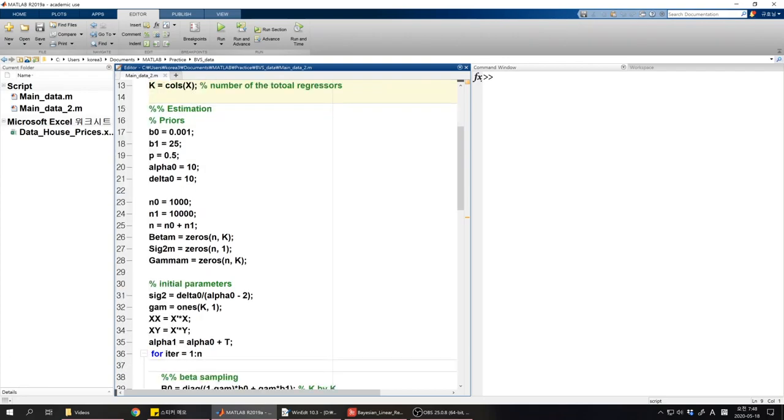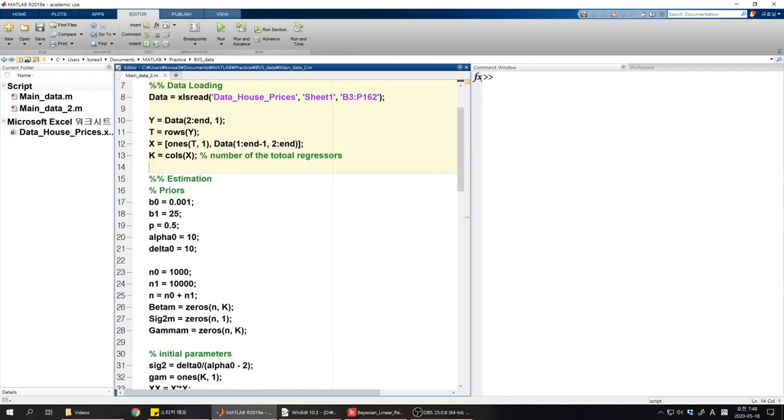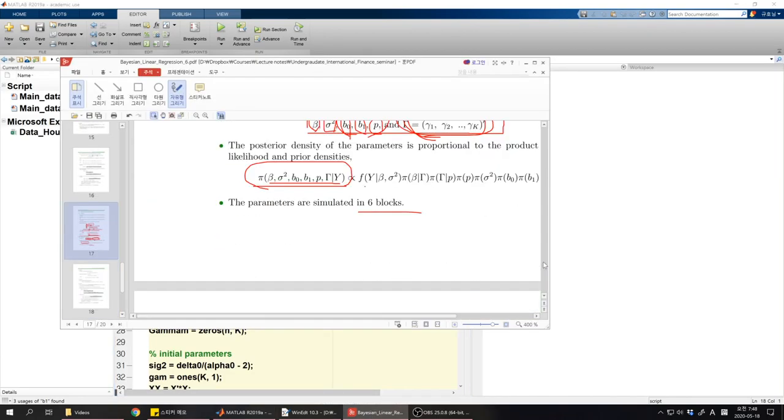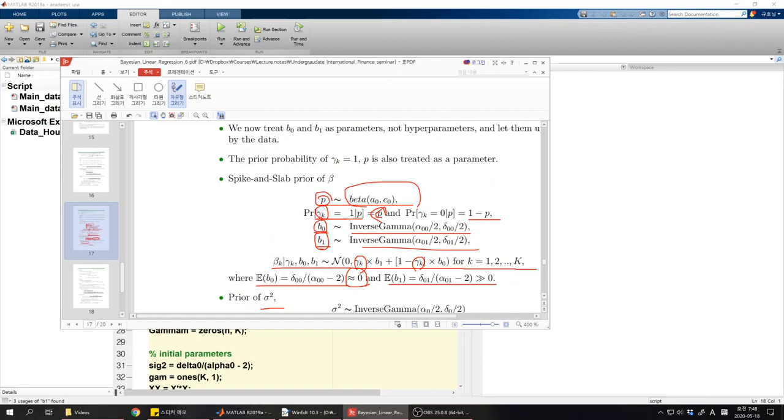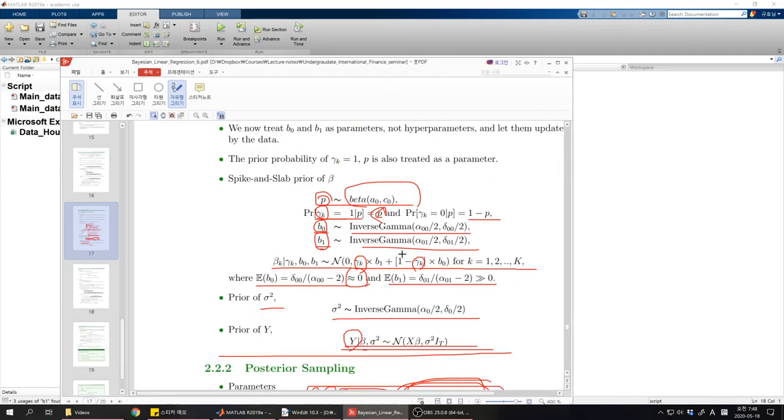Here, this is the data loading, right? And the priors, B0 and B1. Previously, B0 and B1 were fixed. Now these are not fixed. Now we have their own hyperparameters for B0 and B1. We know that B0 and B1 are both from an inverse gamma distribution a priori, with alpha 0,0, delta 0,0, alpha 0,1, delta 0,1.